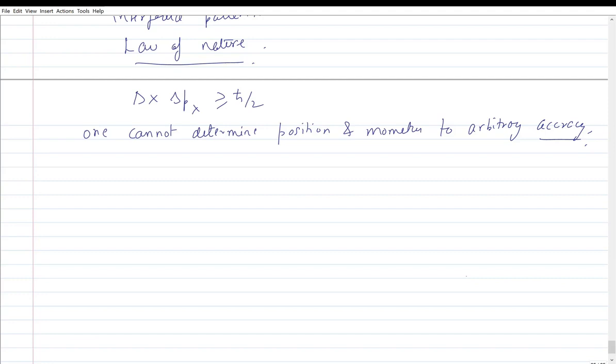We've just formulated an information theoretic approach to it, that we cannot have the information about which slit the electron takes as well as preserve the interference pattern. So we have given an information theoretic formulation.